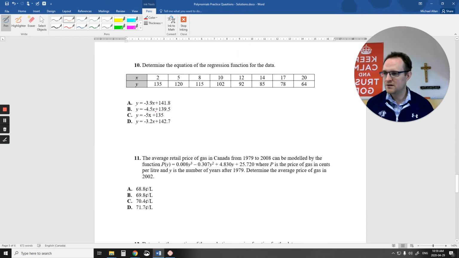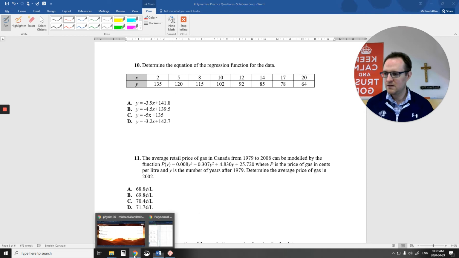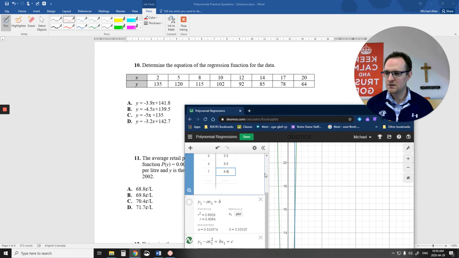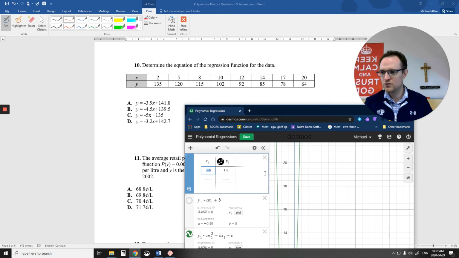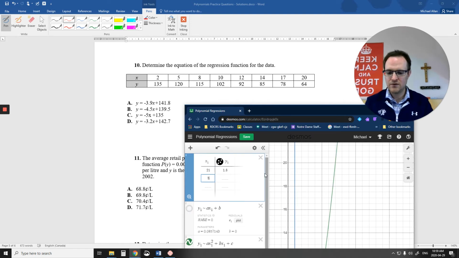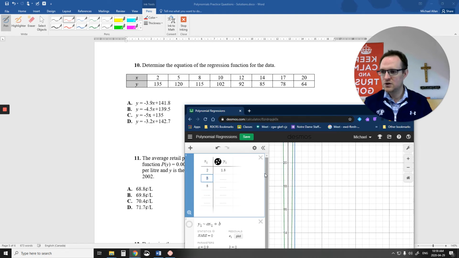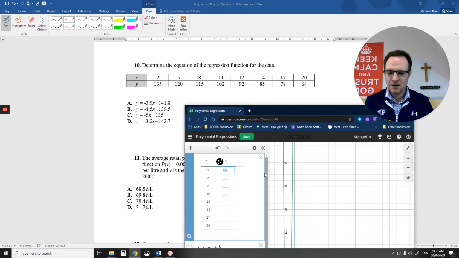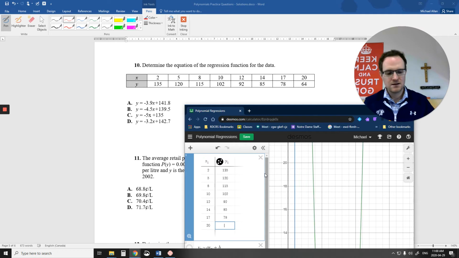Determine the equation of regression here. Okay, so let's look at this one. I'll plug this in my calculator again. So I'm just going to hit delete a bunch of times. Okay, 2, 5, 8, 10, 12, 14, 18, and 20. Sometimes I don't like having these extra lines in the bottom. Let's get rid of this again. 135, 120, 105, 102, 92, 85, 78, 64.